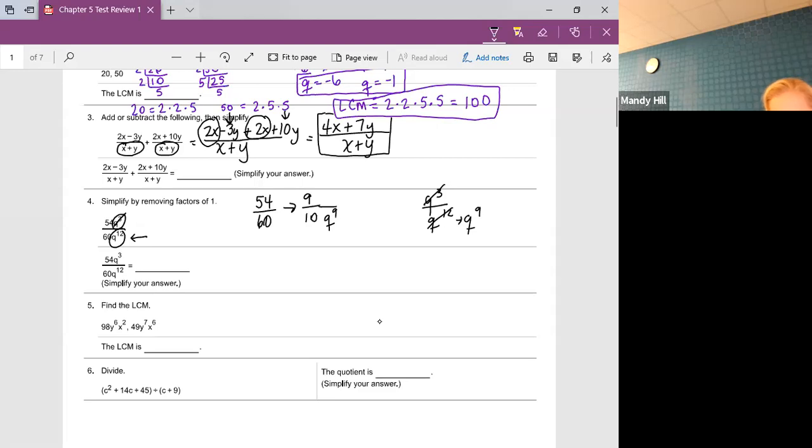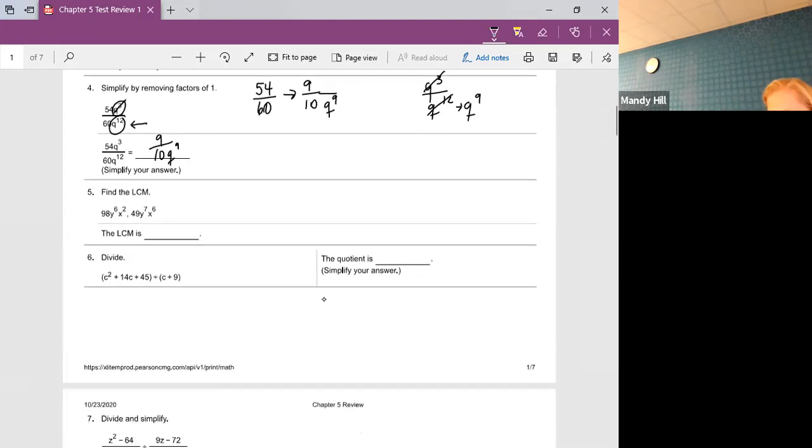And on the top, I wouldn't have any because 3 of those took away 3 of these, and we subtracted 12 minus 3 to get 9. And this would be my final answer. So we have 9 over 10 q to the 9th. Questions about that?